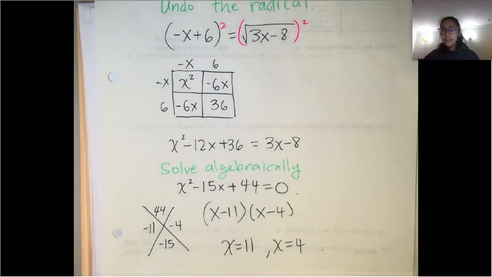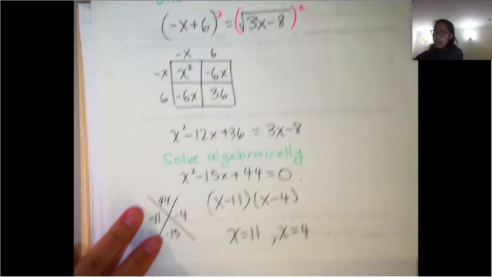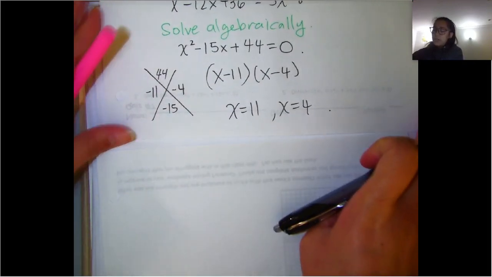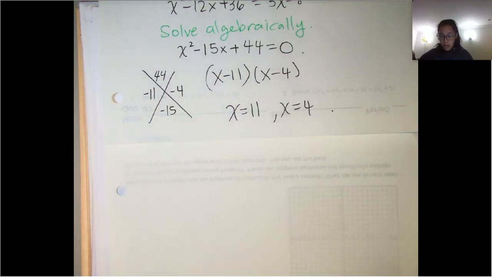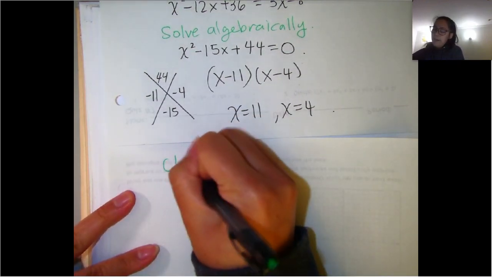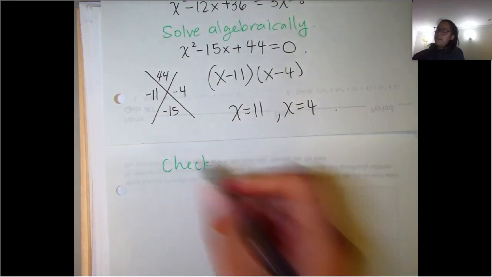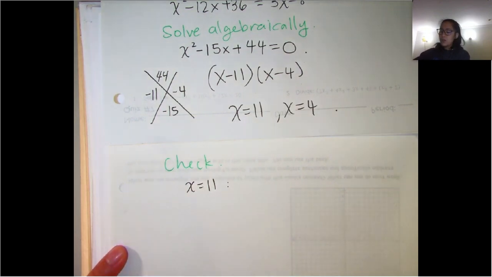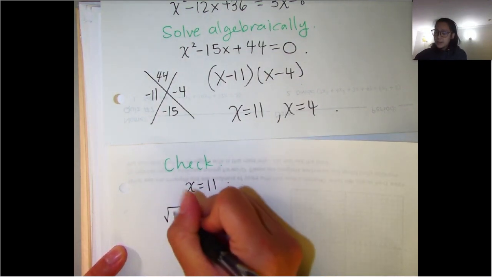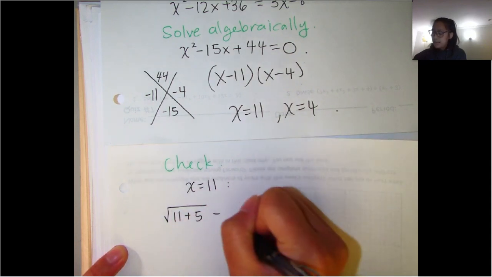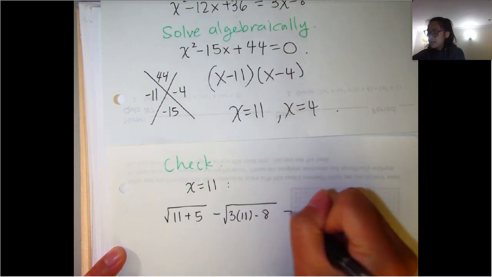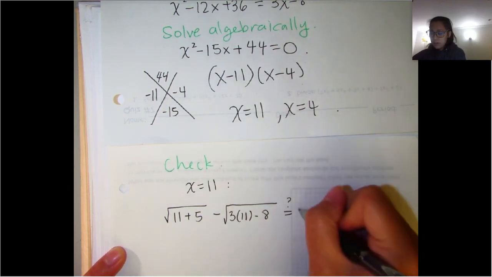Looks like we're done, right? Of course not. You have to go ahead and check these answers. So we want to go ahead and check these answers using the original equation. So check. And so for x equals 11, we'll go ahead and plug it into the original equation, which was square root of x plus 5, so 11 plus 5, minus the square root of 3 times 11 minus 8. And does this equal, question mark, does it equal 1?